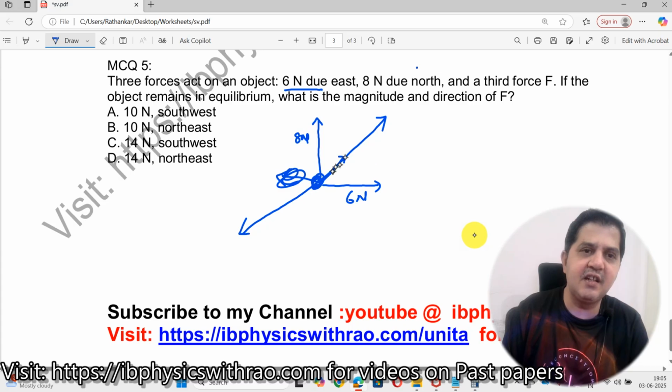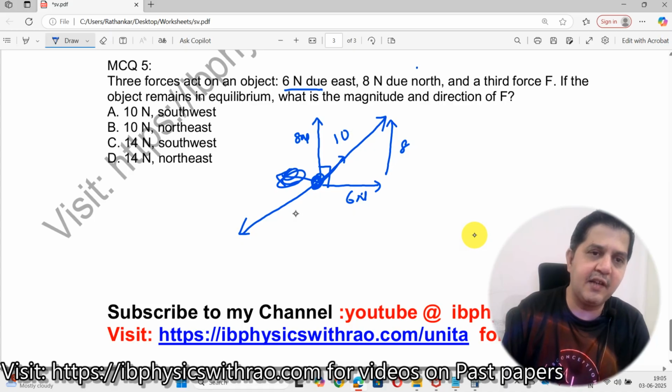Now what is the resultant of this force? See, when I say east and north, they are perpendicular to each other. 6 and 8 are perpendicular, which means I can use the Pythagoras theorem. When I use it, 6 squared plus 8 squared becomes 10 squared. So this becomes 10 over here. If this is 10, this should also be 10.